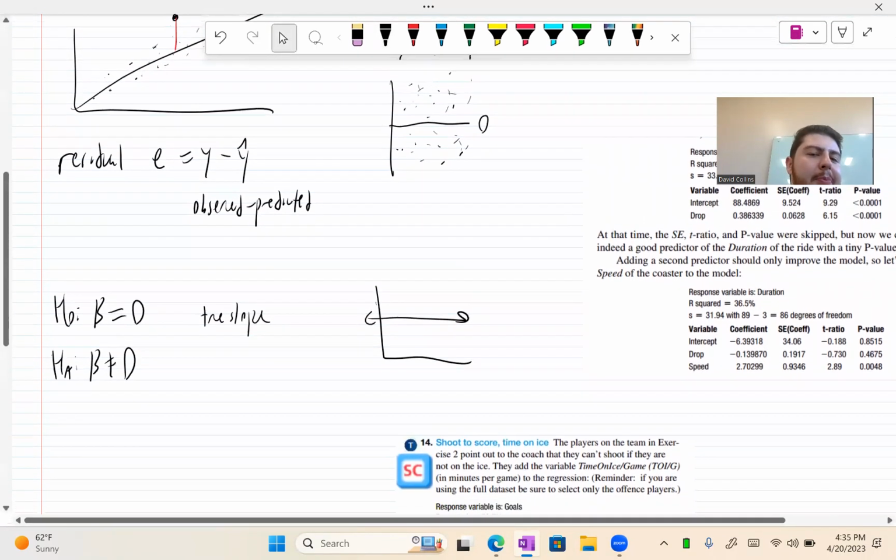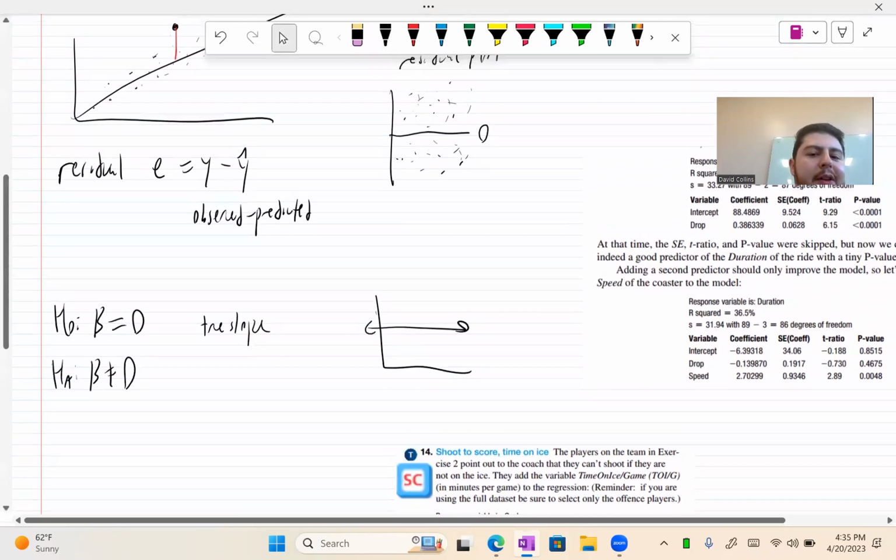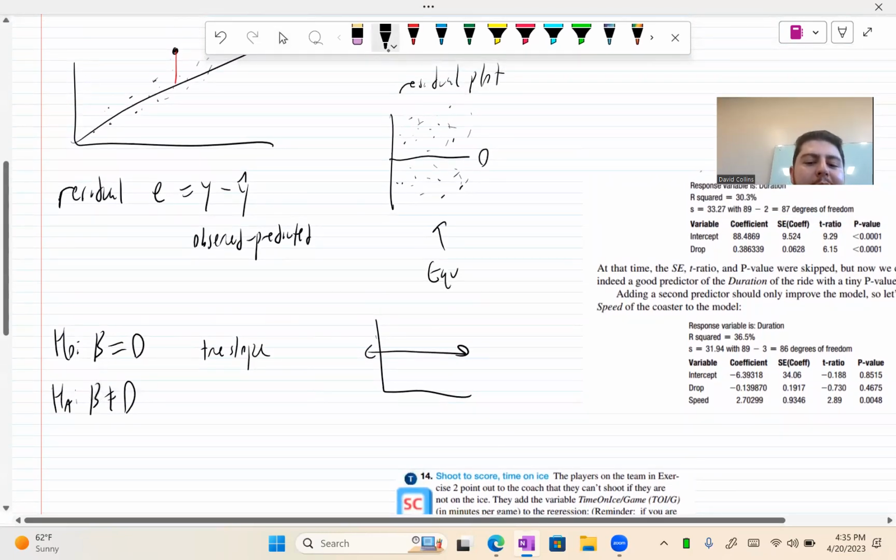It's patternless and evenly spread above and below 0. This is also called the equal variance assumption, which we're going to talk about again.